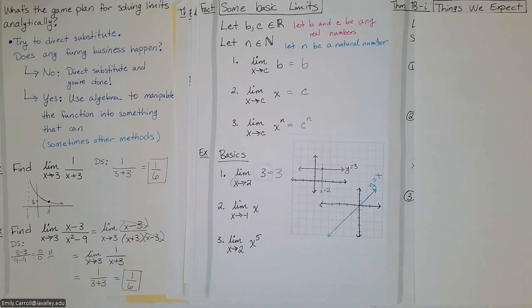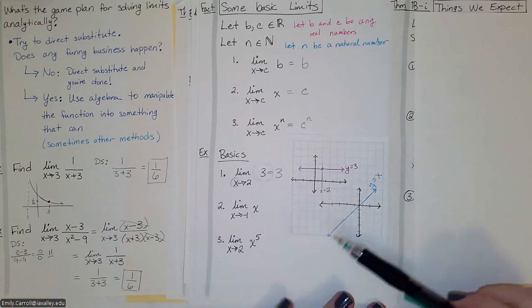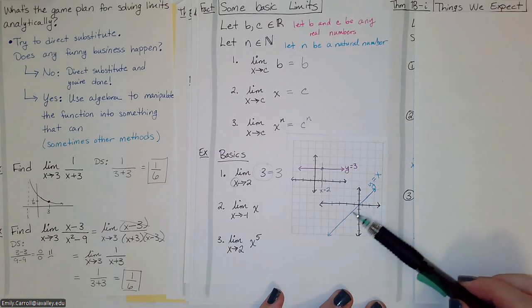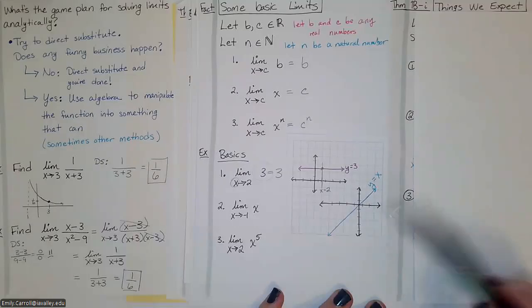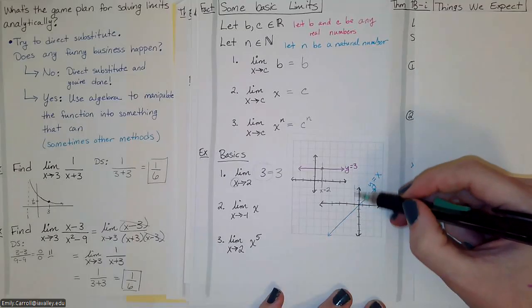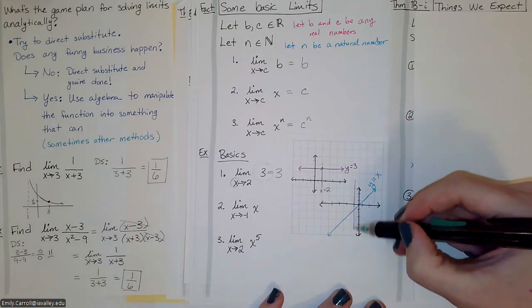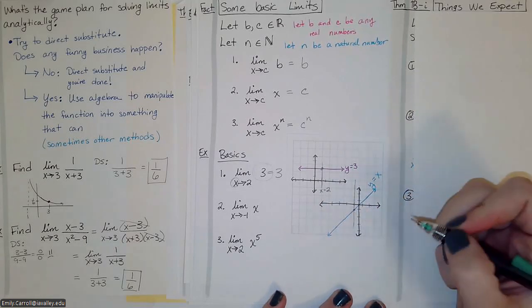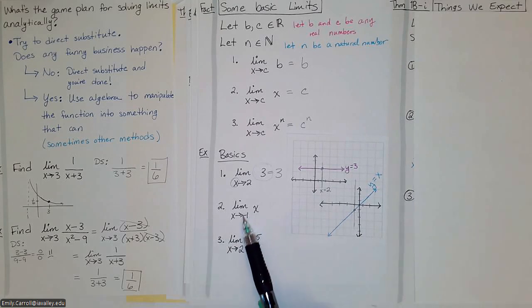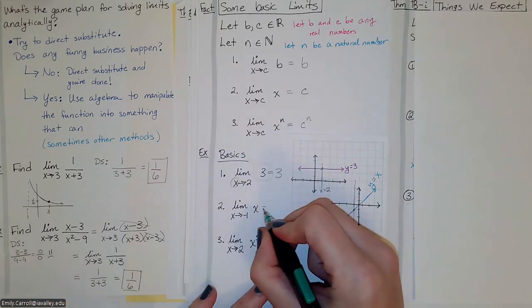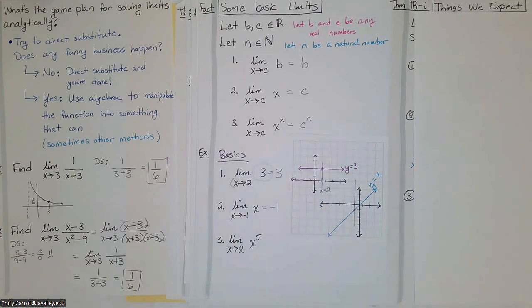How about the limit as x goes to -1 of x, plain x? Well, this is talking about the function y equals x, which is just a line. As x is approaching -1, here's x equals -1 right there. What is the y value wanting to do? It's wanting to go to -1 as well. So I can take this -1 and direct substitute it into the x. And so I'll get -1.